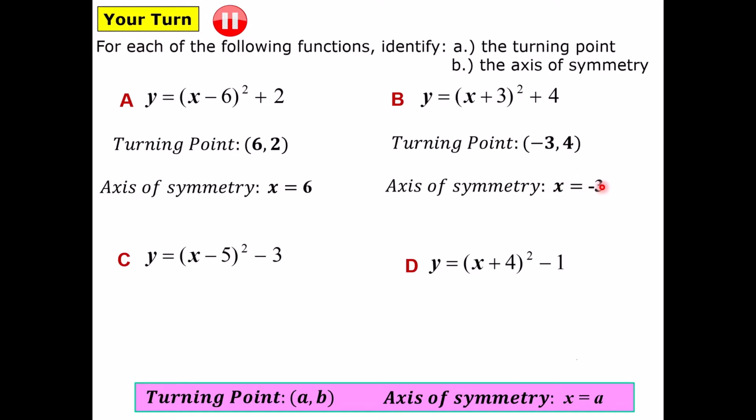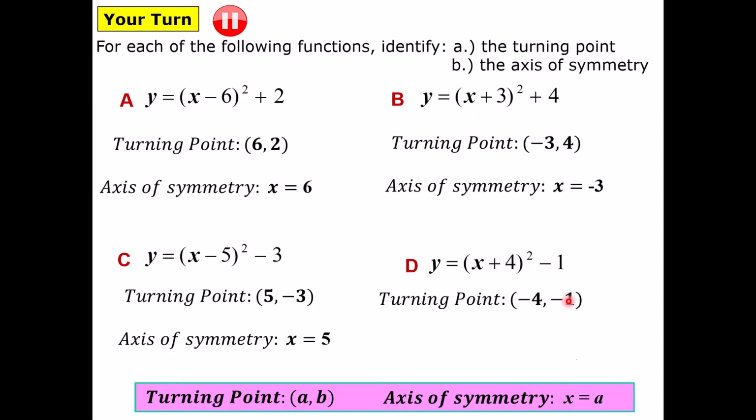And C, we're going to change the sign of the negative 5 to get 5, keep the negative 3 as it is, so you should have 5, negative 3. Remember your turning point does need to be a coordinate point, so both brackets and your x value and your y value. And then axis of symmetry, x equals 5. So last one, change this 4 to become negative 4, keep the negative 1 as it is, so you should have negative 4, negative 1, and then axis of symmetry, x equals negative 4. So really well done if you got all 4 of them correct.